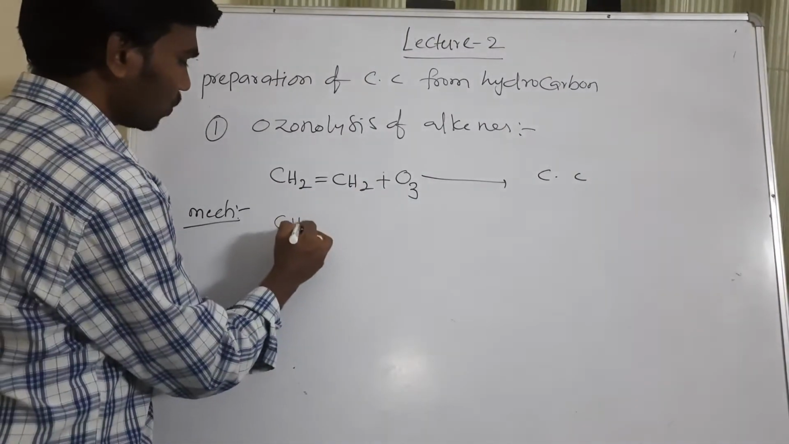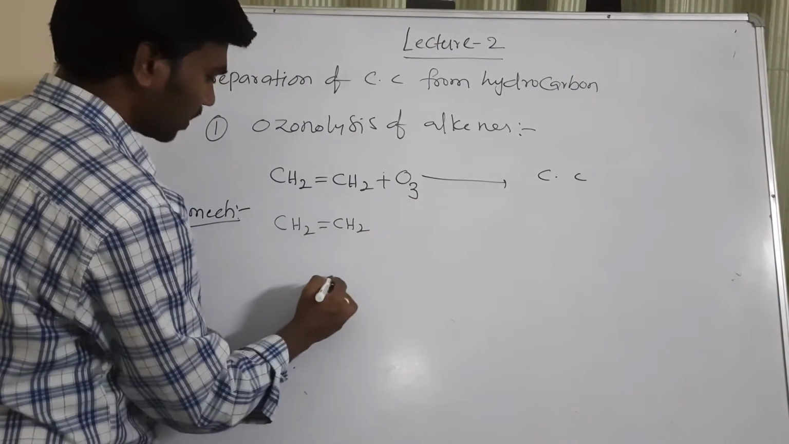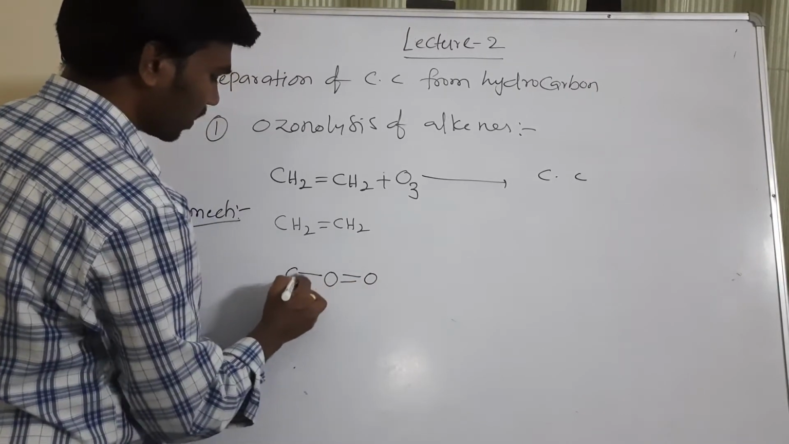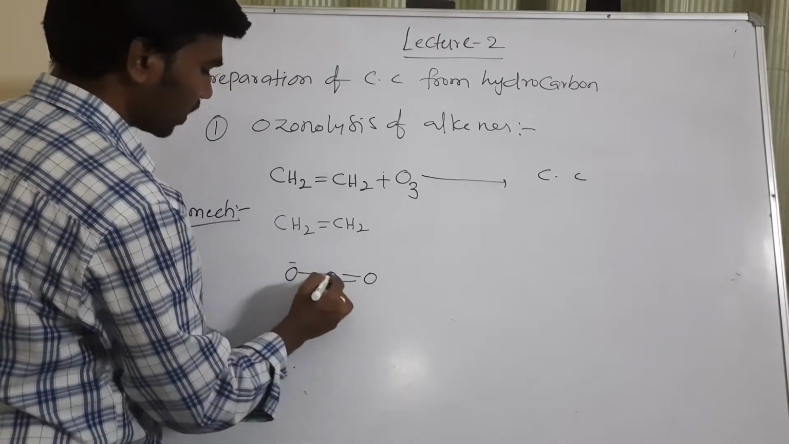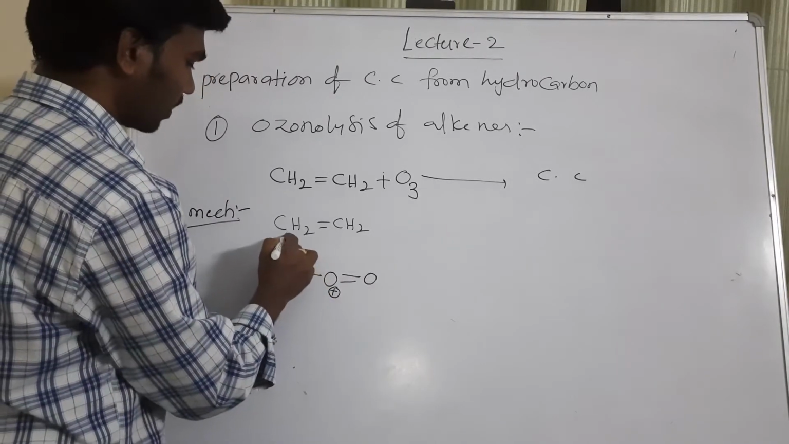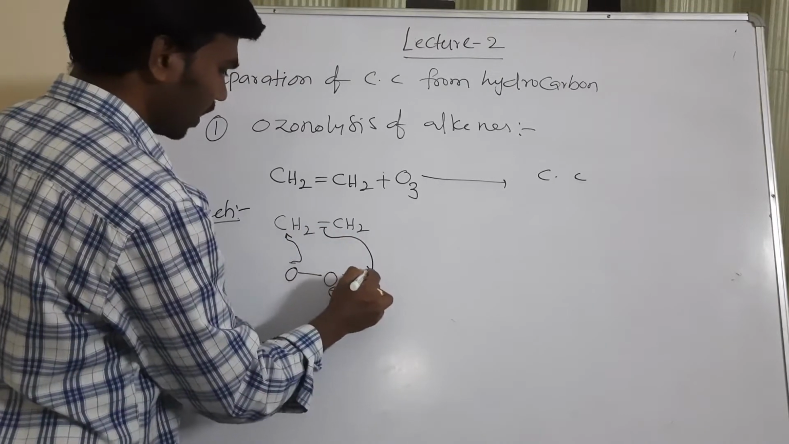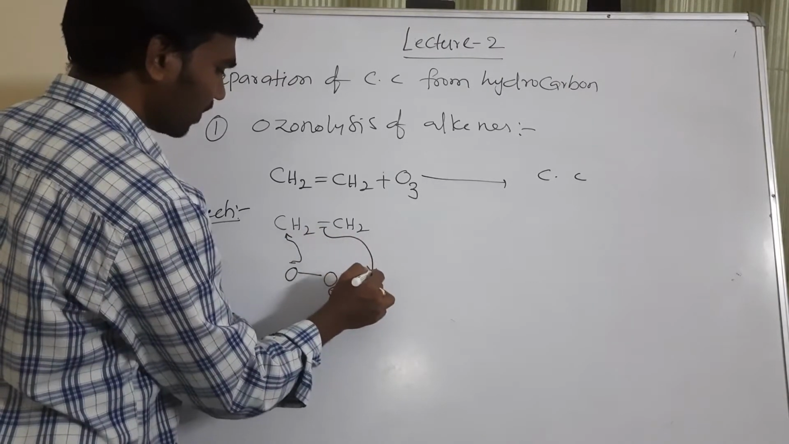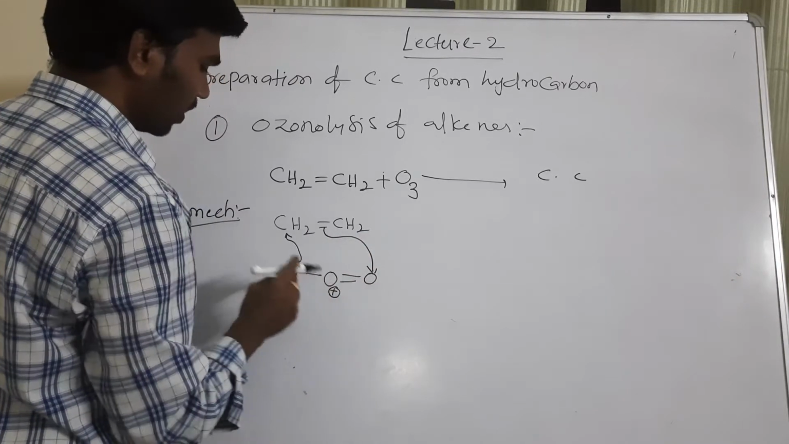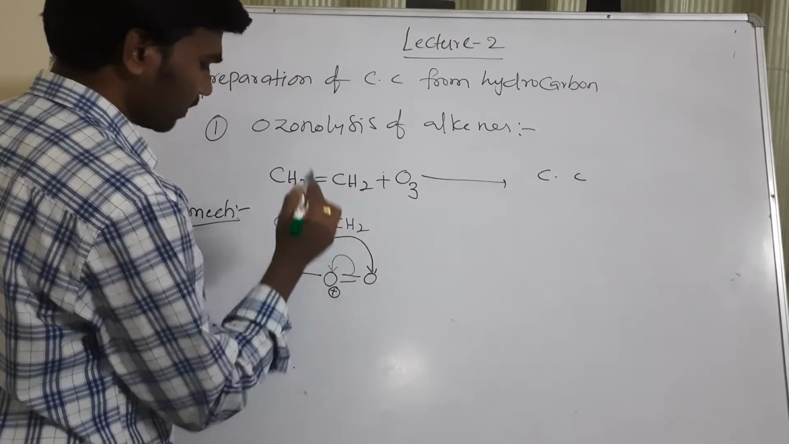So CH2 double bond CH2, and the ozone structure will be like this. O, here double bond O is there and here oxygen is there. This will get a negative charge and this one will have a positive charge. This will attack on this carbon, and this bond will shift here. When this bond shifts between this carbon and oxygen, this oxygen is already having 3 bonds, so this bond will shift towards oxygen.